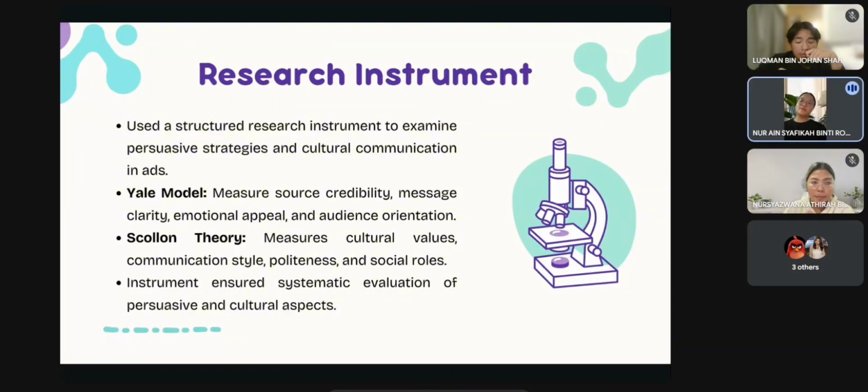Okay, next for research instrument. Our study used a structured research instrument designed to examine both persuasive strategies and cultural communication patterns in advertisements. We based this instrument on two main theories. First, as we know, the Yale model, which guided us to focus on aspects such as source credibility, message clarity, emotional appeal, and audience orientation. The second one is Scollon's intercultural communication theory, which helps us assess cultural values, communication style, politeness, and social roles. So the instrument ensured that our evaluation captured both the persuasive and cultural aspects of advertisements systematically.